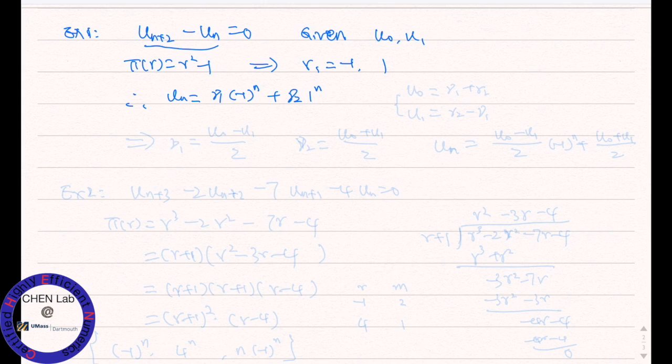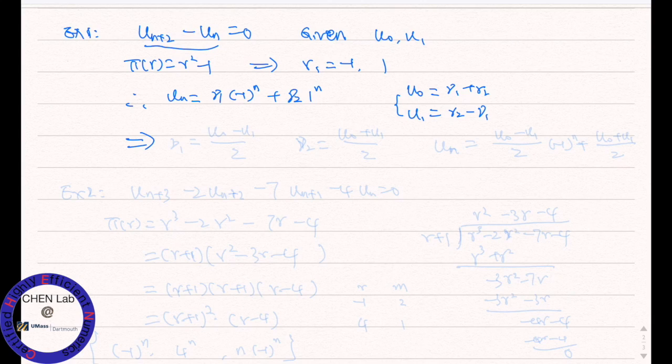And we are given u0, u1. In particular, u0 and u1 would help us solve for gamma 1, gamma 2. Because if n is 0, you have gamma 1 plus gamma 2. When n is 1, you're going to get gamma 2 minus gamma 1. So which basically says that you can solve for those constants.